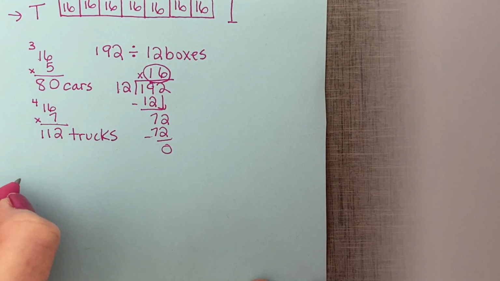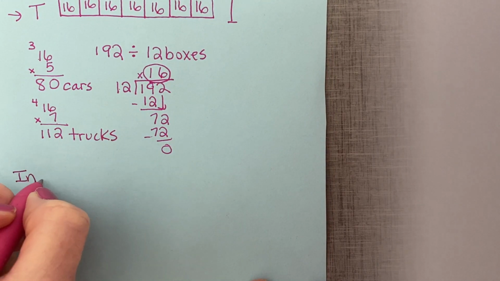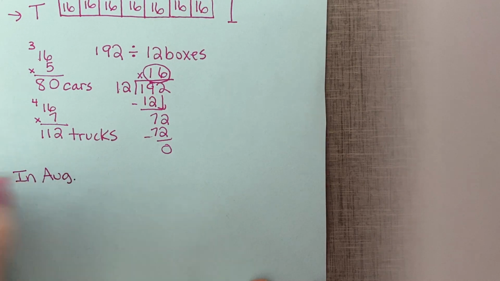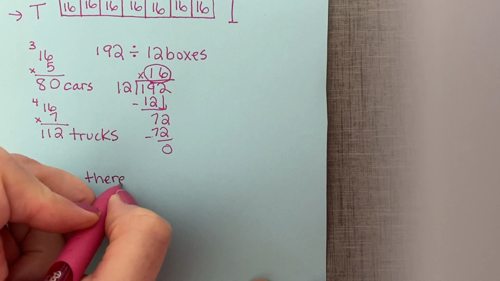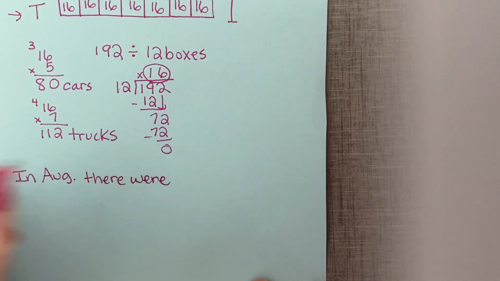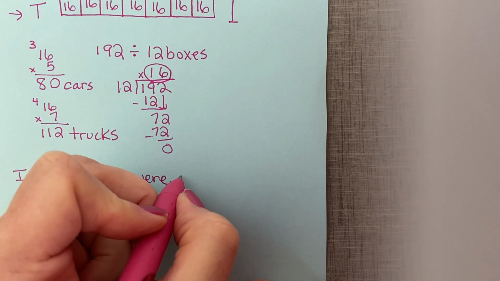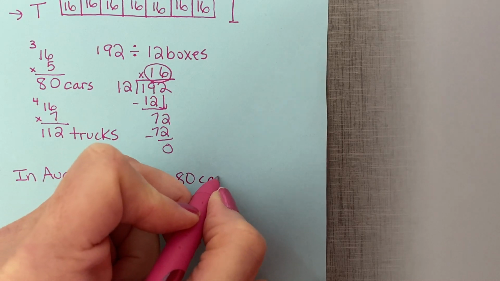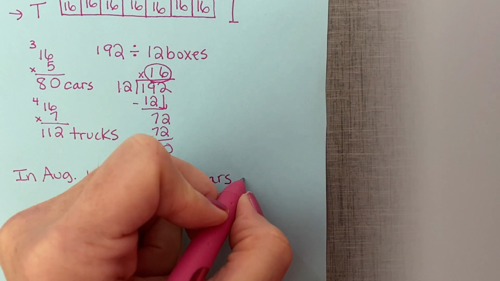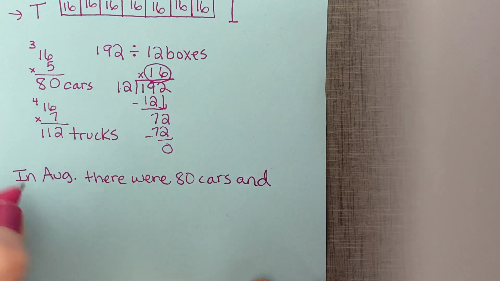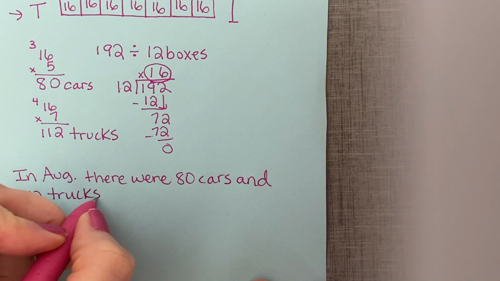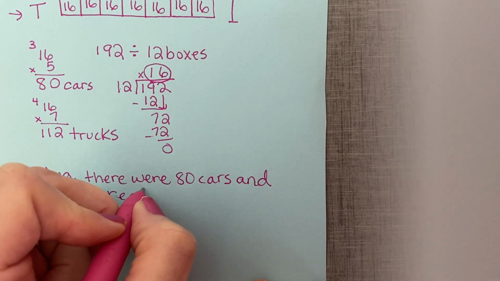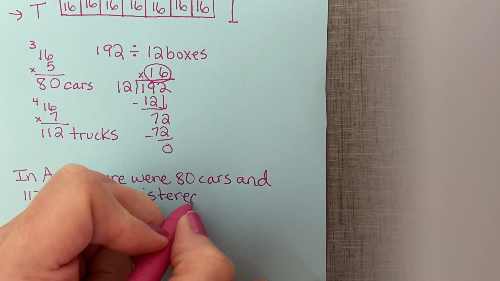So let's write a sentence to finish off our problem. So, in August, there were, and you can word this however you want. In August, there were 80 cars and 112 trucks registered. And that'll be my final answer.